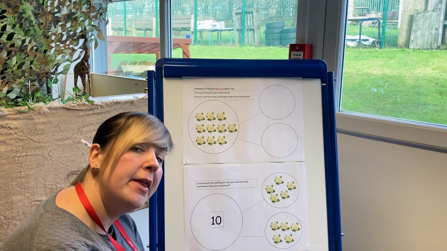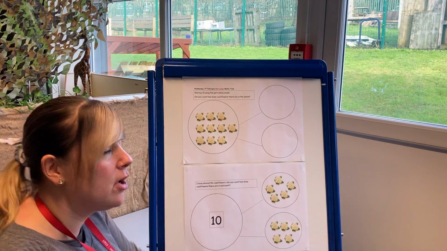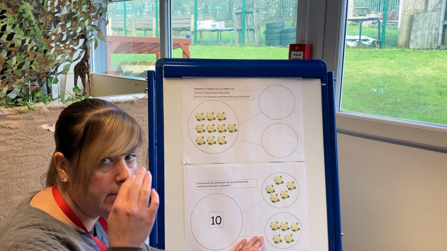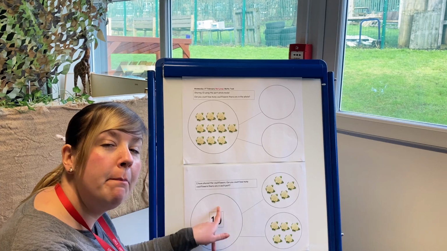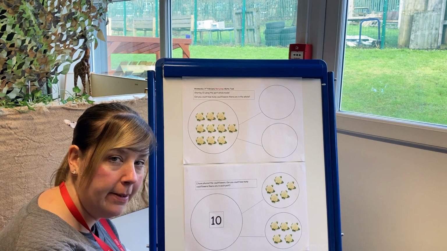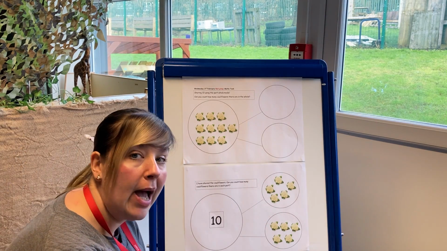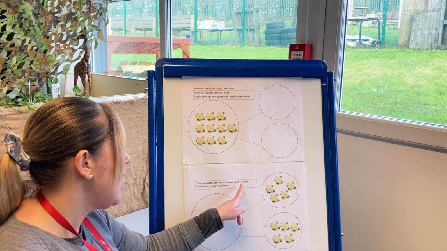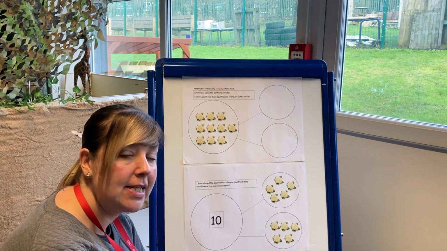Okay, on the next page it's asking us to share the cauliflowers. Okay, so here I have shared the cauliflowers. I have put the number 10 in the whole to remind us how many cauliflowers were in the whole. Okay, and I have shared the cauliflowers into the two parts. So then it asks us, count how many cauliflowers are in each part. Okay, so this is what your pack's asking you to do.